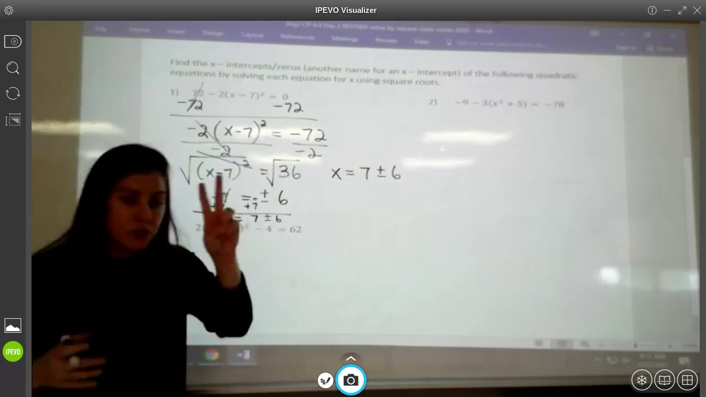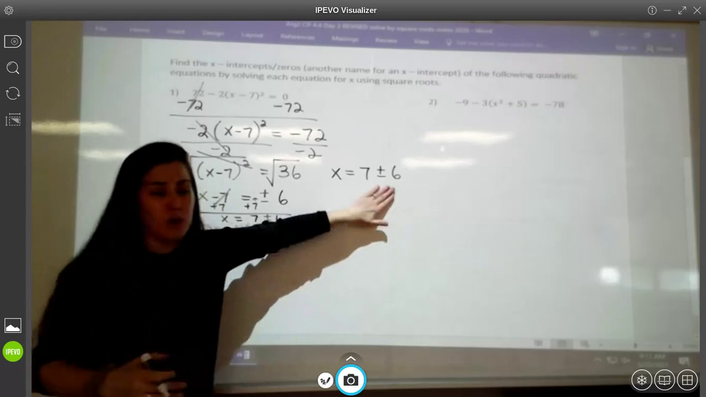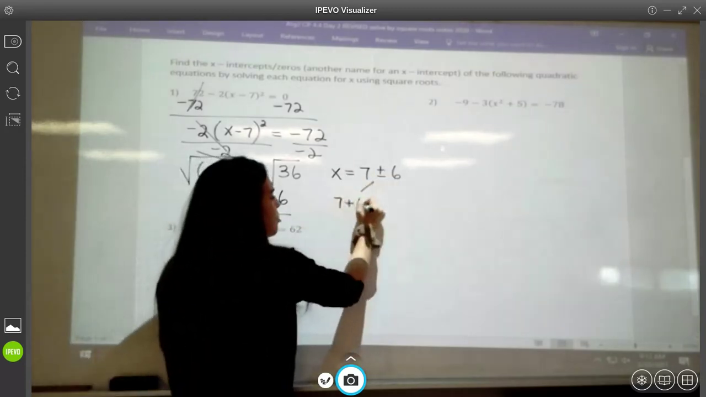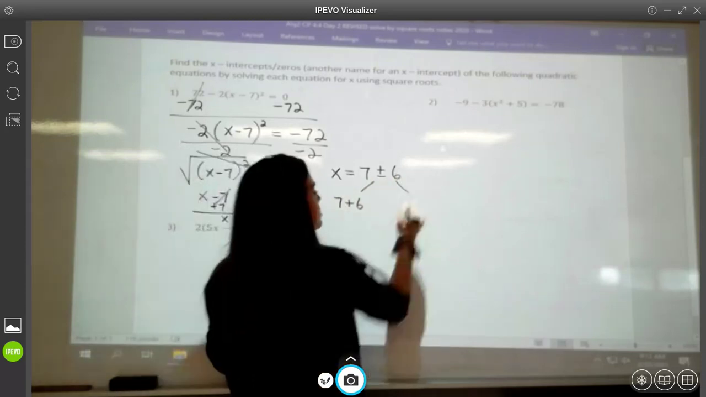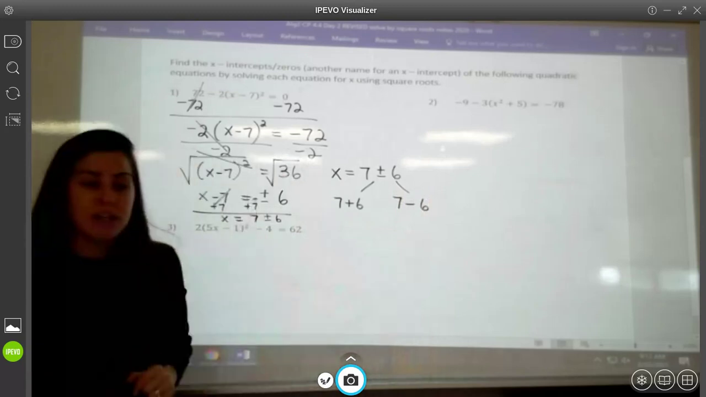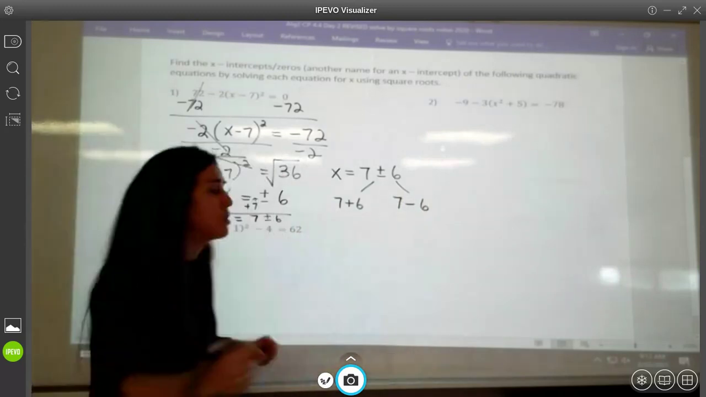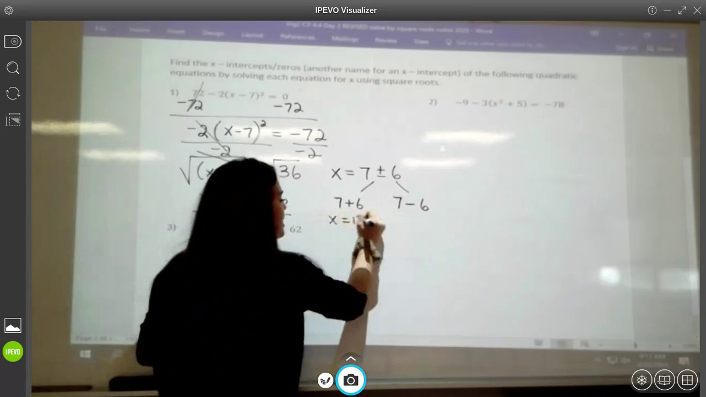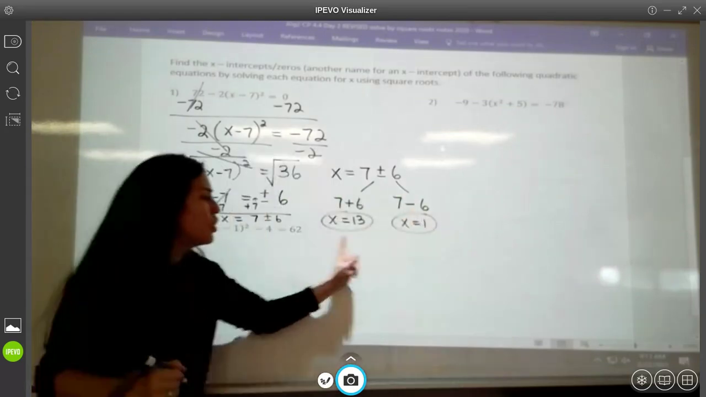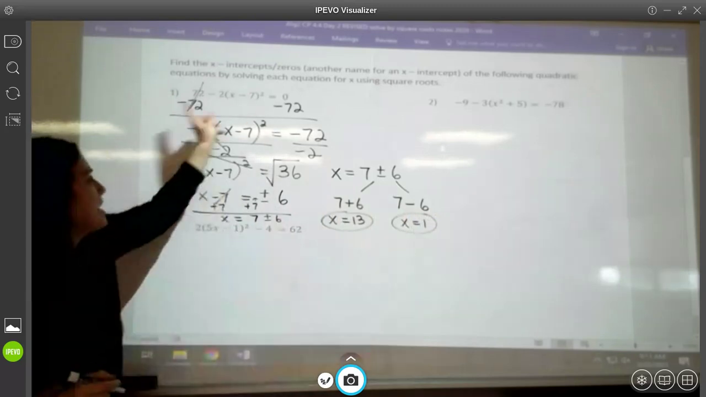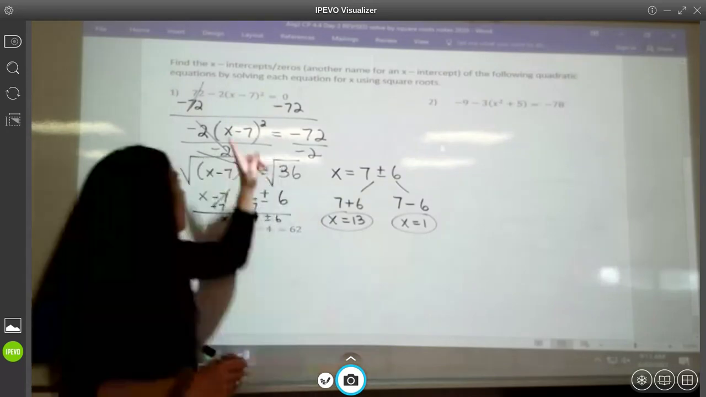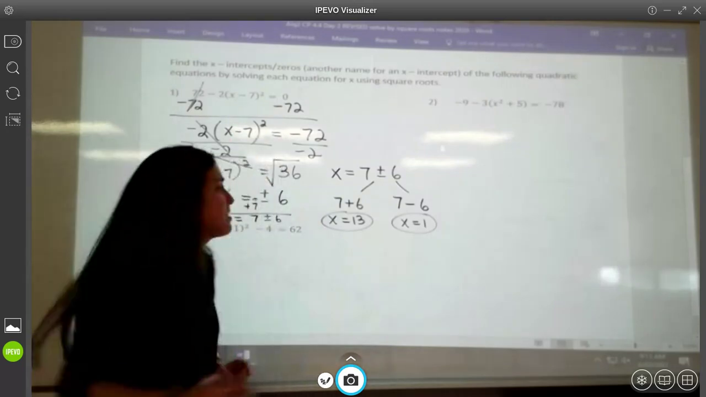So guys, to get your two answers, you have two scenarios to work out. One answer is going to come from when you take 7 and add it with 6. And then the other answer is going to come from when you take 7 and subtract 6. And then I'll get my two answers from these two scenarios. So x will equal 13 here, and x will equal 1. So those are the two x values that when you plug them back into this equation, it'll make it equal 0. These are the two x values where his graph would cross over the x-axis.